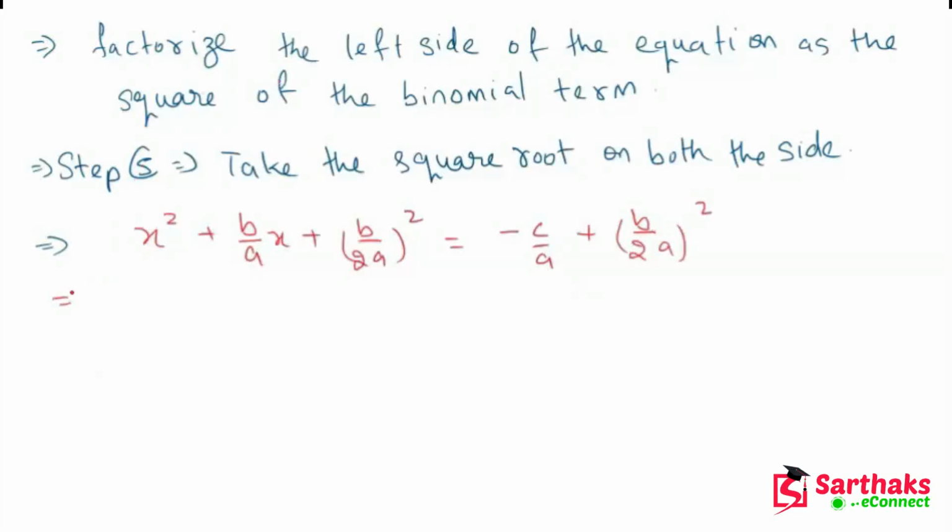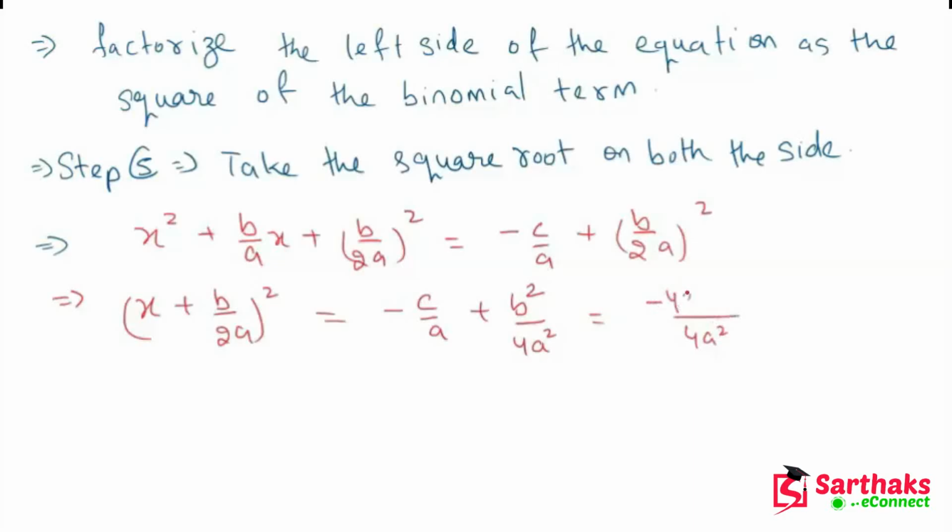Okay, so now this will become (x + b/2a) whole square, because this is the formula of (a + b) whole square. If we expand this, then we get this term. Now we have a is x and b is b/2a, and this is minus c/a plus b square upon 4a square. Now if we take the LCM, we get 4a square, and here is minus 4ac plus b square.